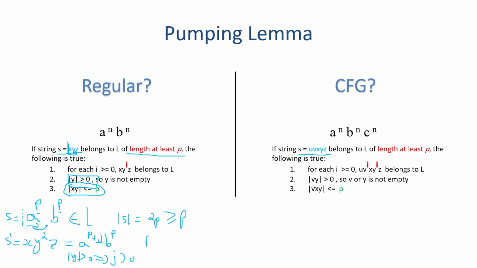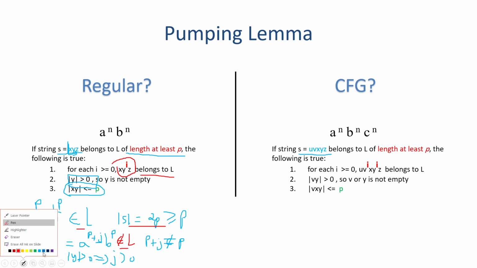And all right, so finally, P plus J does not equal P. Ergo, this new S that we pumped is not in our language. However, the lemma says that for whatever pumping you do, whether it's up or down, it has to stay in your language, but it's not in my language. I started with S, that abides by the rules. I pumped up, it's no longer in my language.